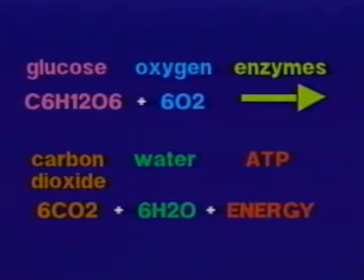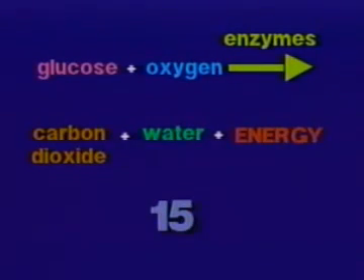Glucose is added to oxygen and under the control of enzymes produces carbon dioxide, water, and energy in the form of ATP energy molecules. Write this equation under number 14 on your activity sheet. Glucose plus oxygen under the control of enzymes produces carbon dioxide, water, and energy.